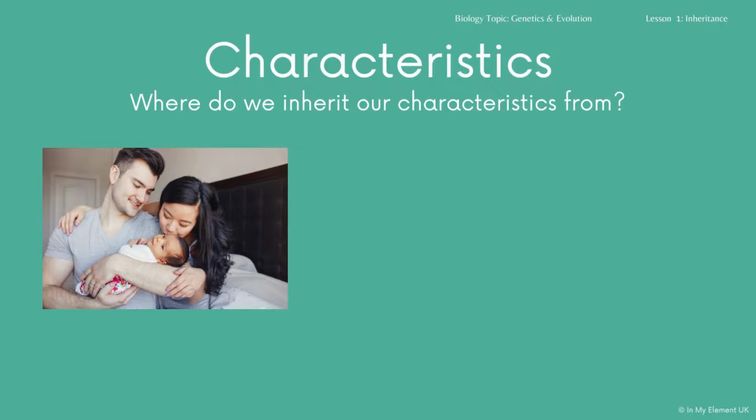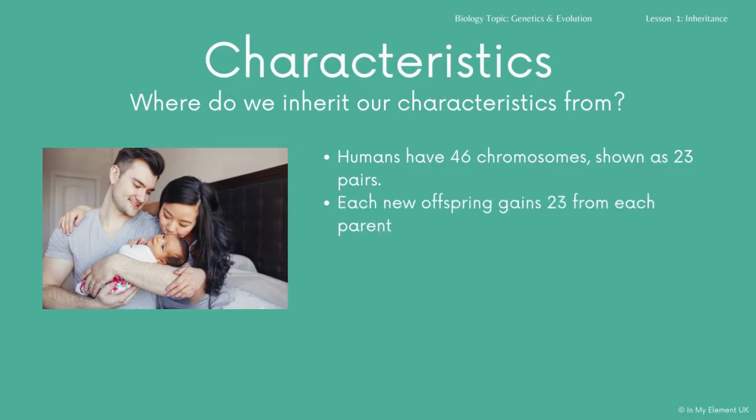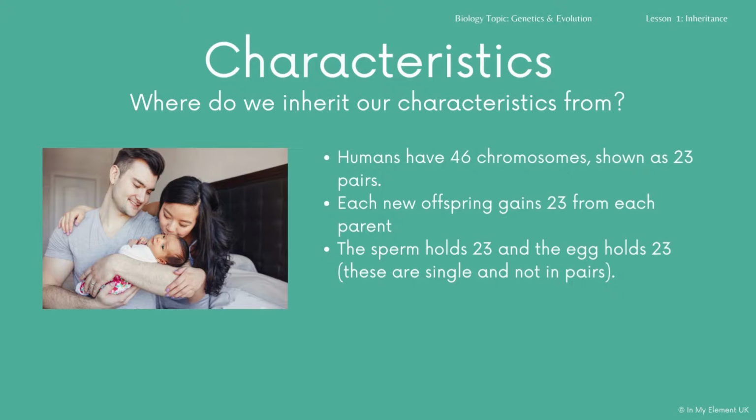Okay, so we need to look at where we inherit our characteristics from. Now, humans have 46 chromosomes. I've already mentioned that different organisms have different numbers of chromosomes, but we're going to specifically look at humans, and they carry 46. They carry them in pairs of 23 in body cells. However, when we're talking about reproduction, the offspring gains 23 from each parent. So this baby here will get 23 chromosomes from the father and 23 chromosomes from the mother.